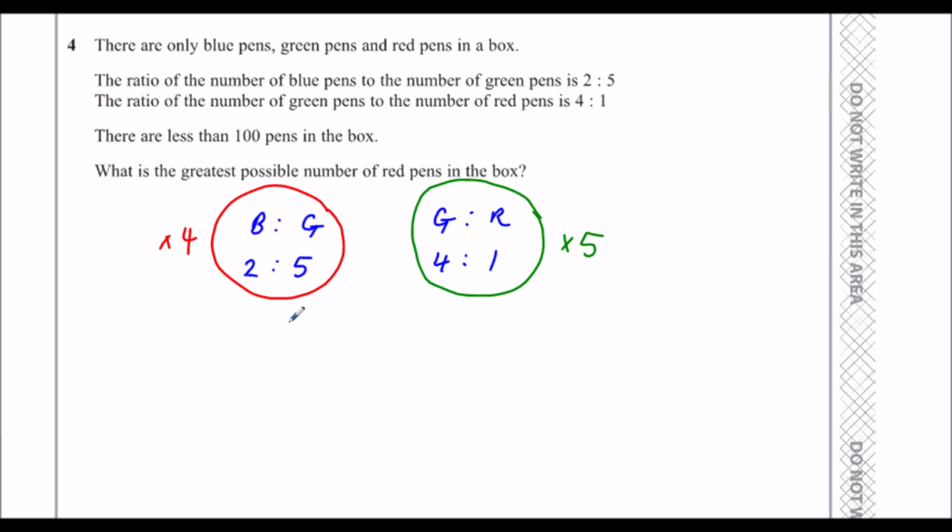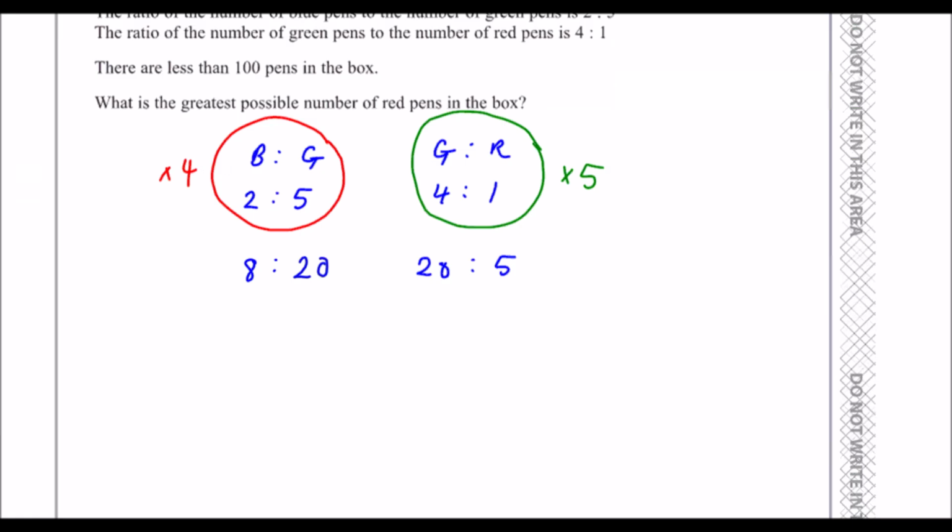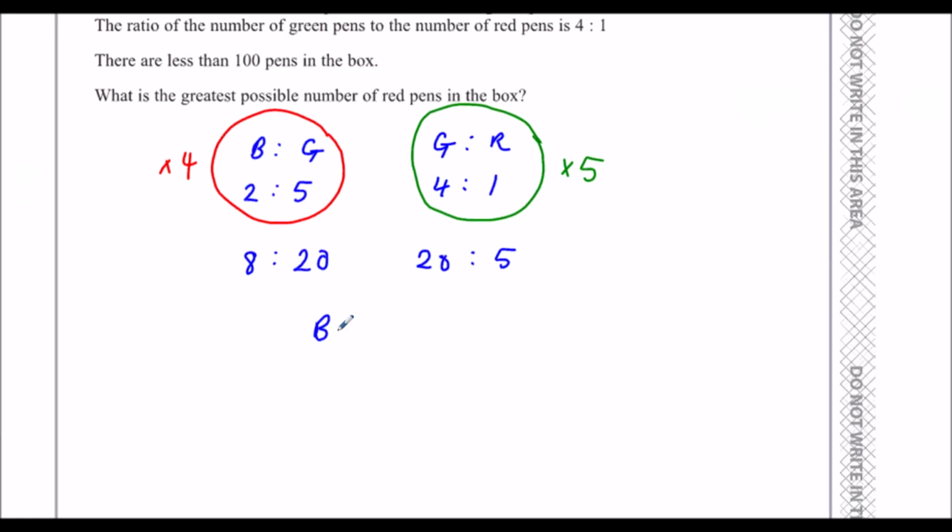So timesing this ratio by 4, 2 4s are 8, 5 4s are 20. Timesing the green to red ratio by 5, 4 5s are 20, and 1 5 is 5. So now we can put the two ratios together. Blue to green to red is 8 to 20 to 5. So that's the ratio, and that's in its simplest form. We can't simplify these anymore.